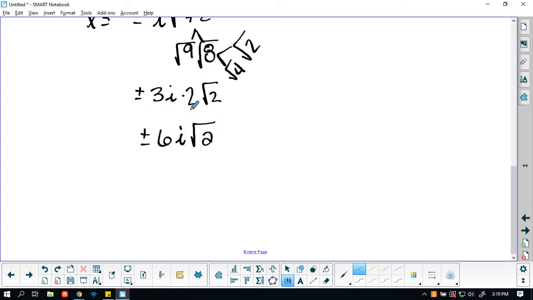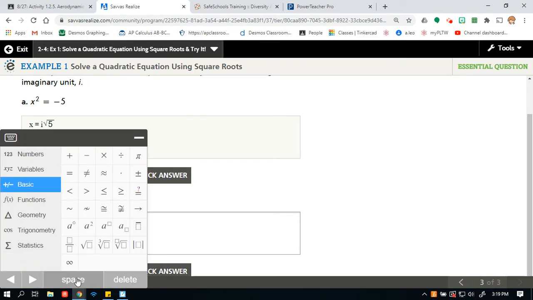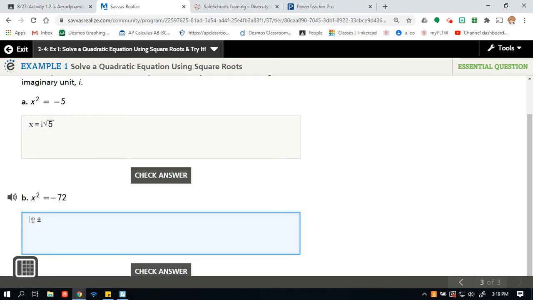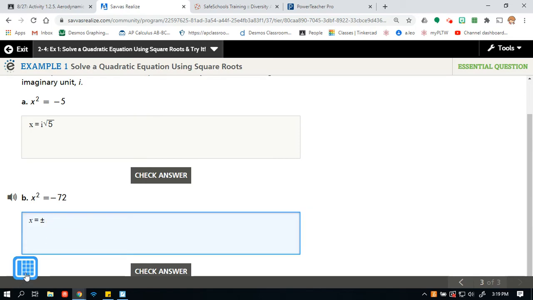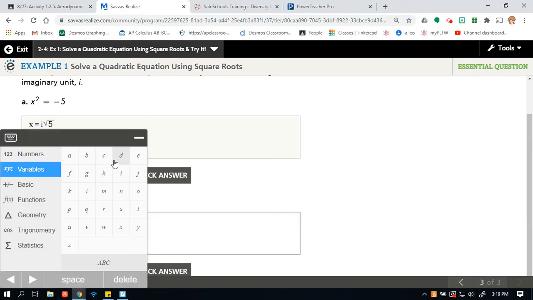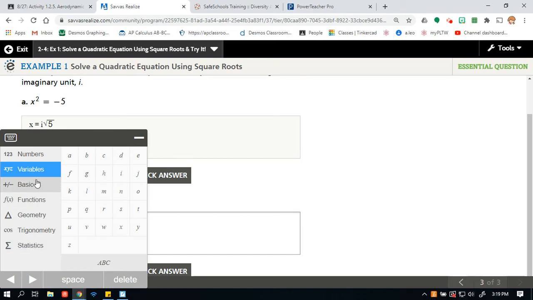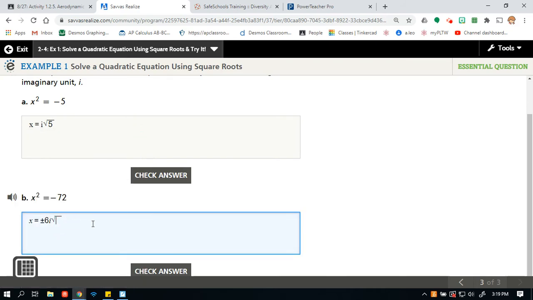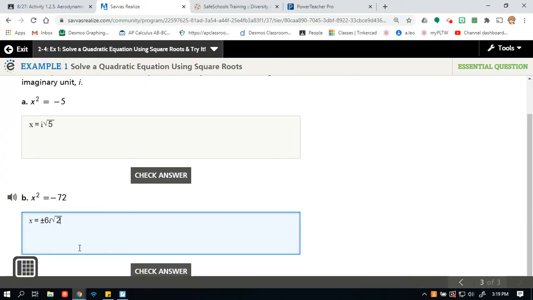So that's simplifying it. Let's go back and input it here. x equals plus or minus. I'm going to put the plus or minus. I know it's just going to hate me anyways. I wonder if I'm supposed to put the variable, so I don't click into this too often. Plus or minus 6. Let me see if there's an i. I'm going to use this fancy i here because it did not like my i up there. And then I'm going to do the basic square root of 2. Check answer.